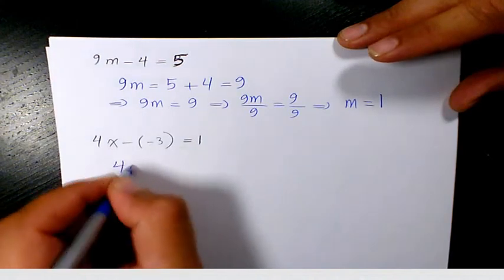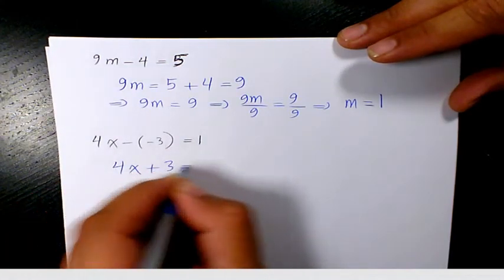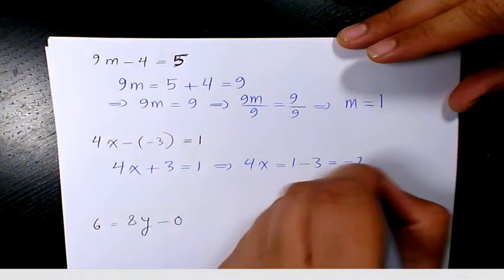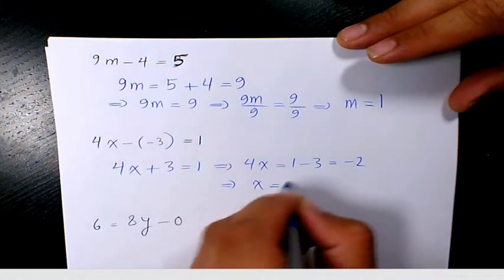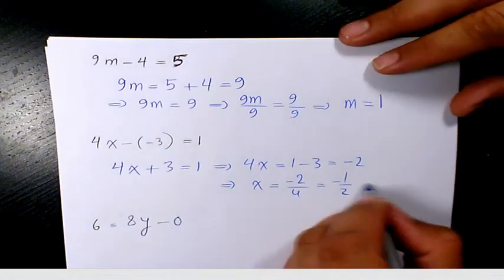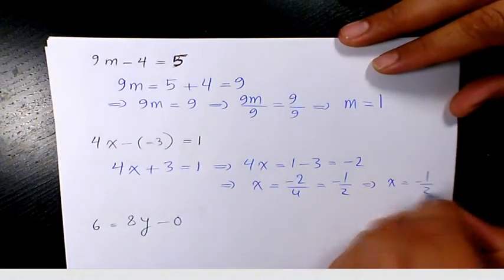Here we have 4x. Negative times negative is going to be positive 1. So 4x equals to 1 minus 3, which is negative 2. So x will be negative 2 divided by 4, which is negative 1 over 2. So x will be negative 1 over 2.